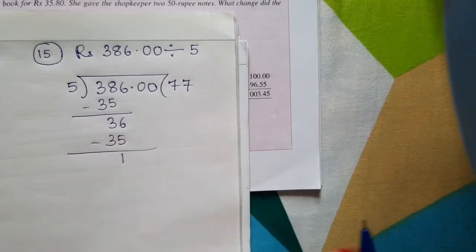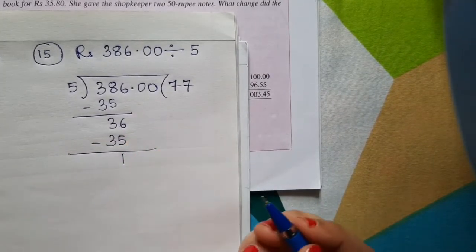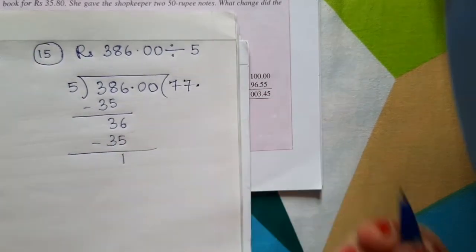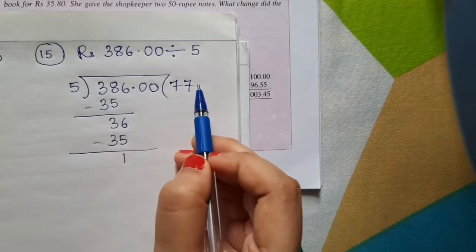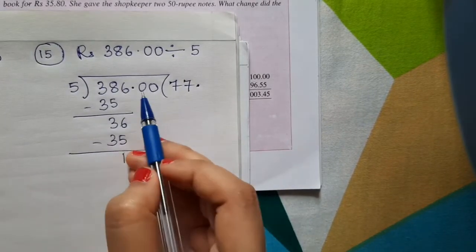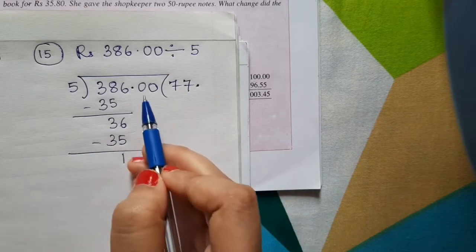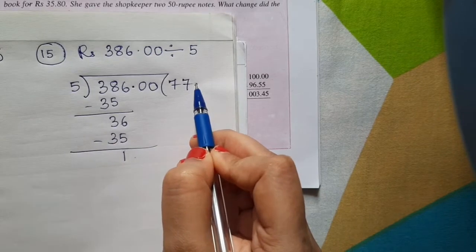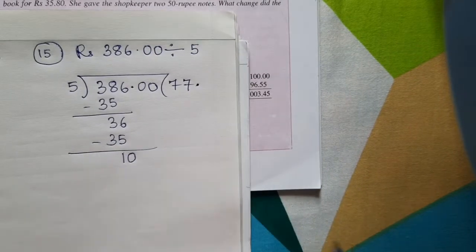And what about this point? In order to bring this 0 down, what did I tell you? I have to first take this point and add this point here. If there is a point here, I have to add this point here. Why? Because I have to bring this 0 down, and before this 0 there is a point. So before bringing this 0 down, I will take this point and also add it here. Now this 0 will come down.